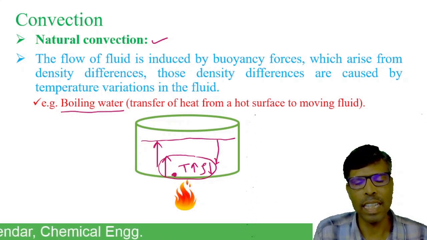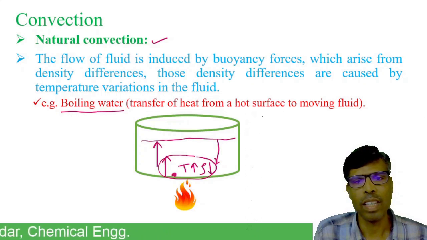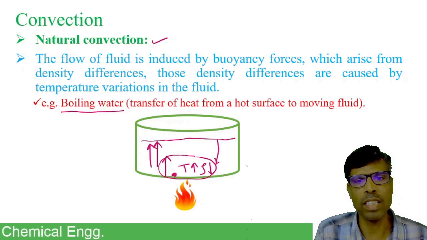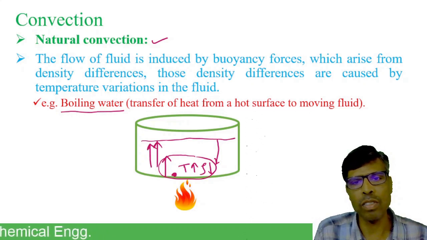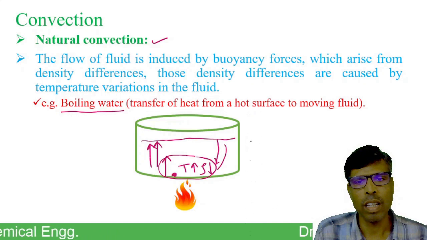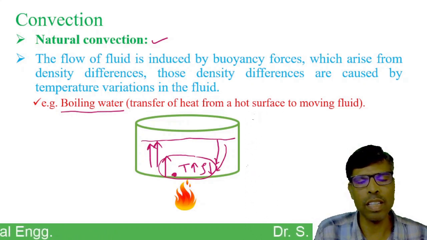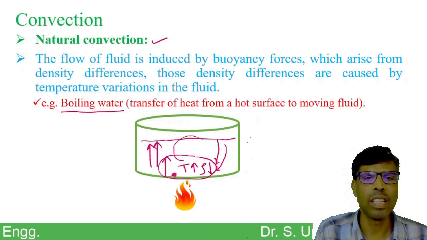Again that fluid gets heated, density decreases and it moves upward. Again that place is also occupied by cold fluid, and this type of circulation occurs in natural convection.